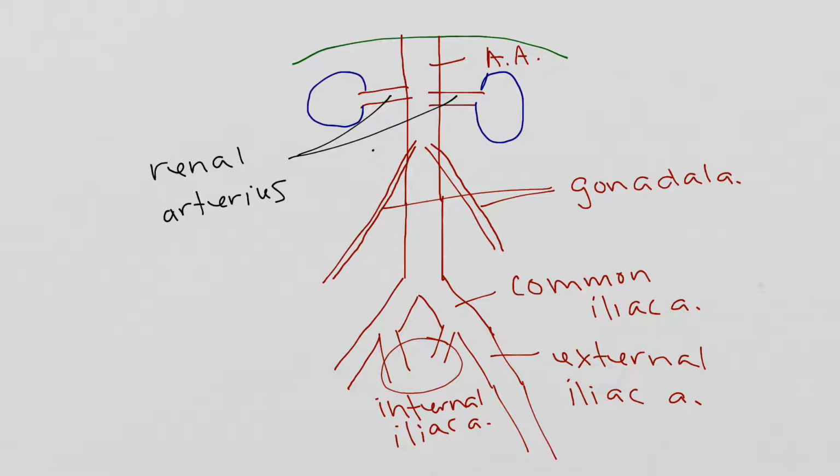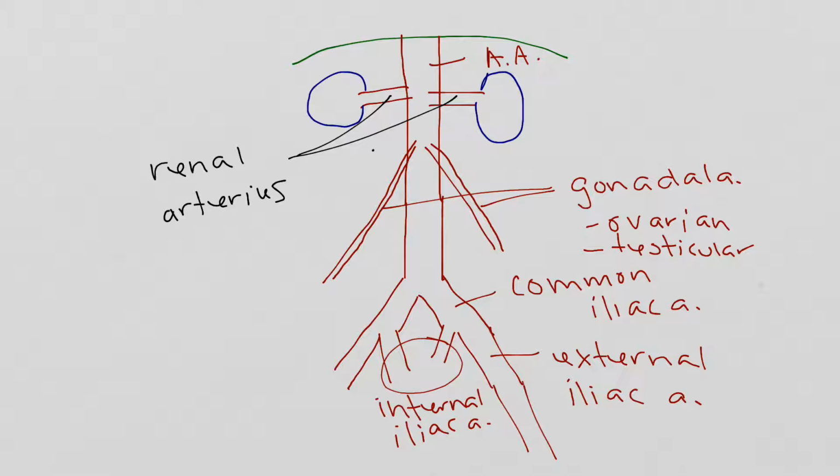In a female, we would call these ovarian arteries, as they would be traveling down into the pelvis to go to the female ovaries. In male, we call these testicular arteries because they're going to head down out of the abdomen into the scrotum to supply blood to the testes. So if you cannot tell what sex a specimen is, they would be gonadal arteries.